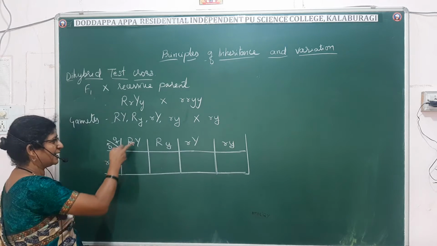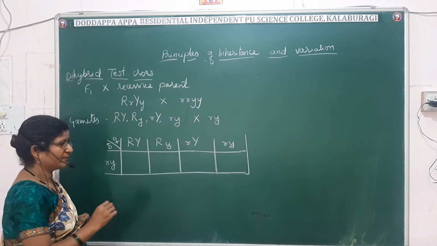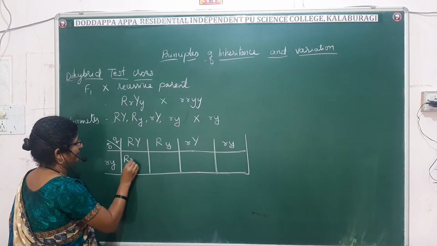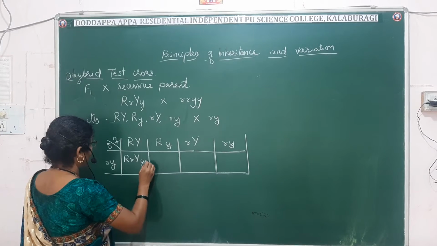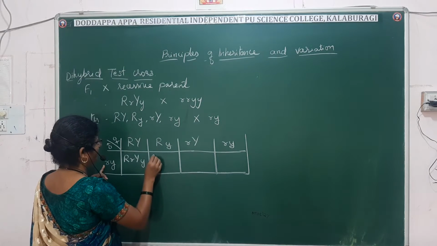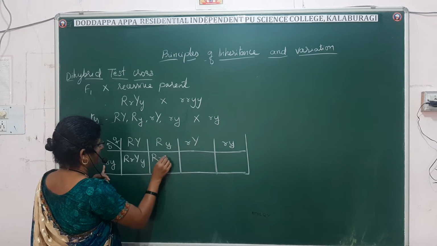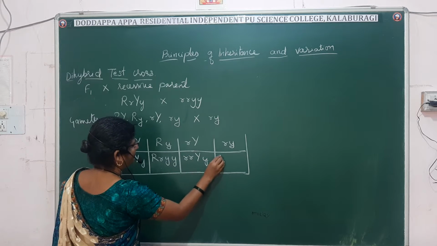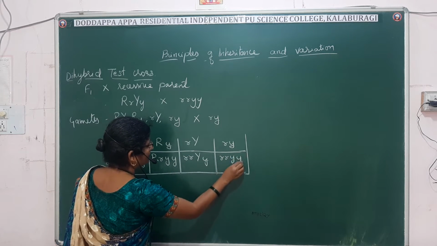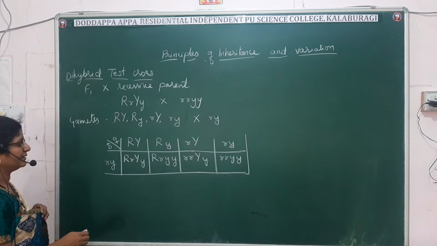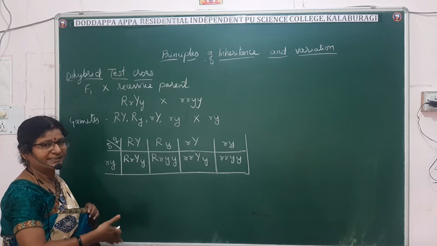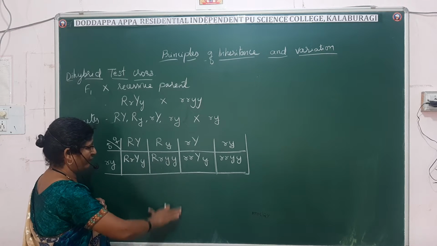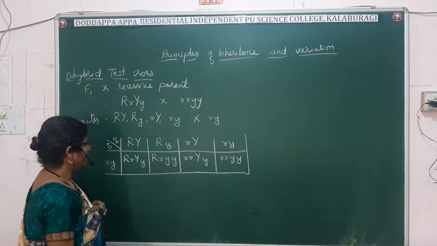Already you have learned how to cross, and always remember that the character which we considered first, that character you have to write first, and among that you have to write the dominant one first. So I wrote the genotype. Here down, all you will get the same. Of all 16, 4 you will get the same, 4 you will get the same, like that only.